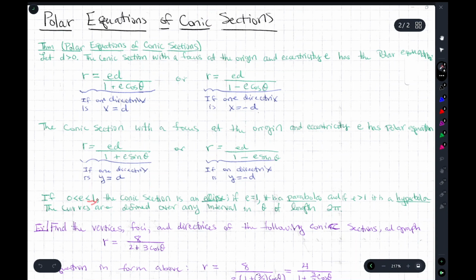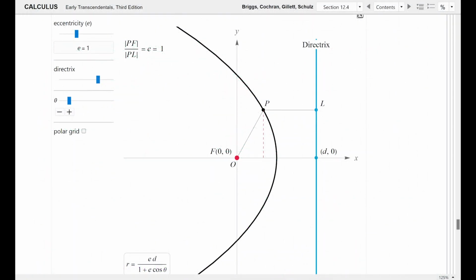And of course, again, if E is strictly greater than 0 and strictly less than 1, you have an ellipse. If E equals 1, you got a parabola, and E greater than 1, you got a hyperbola. And the curves are defined over any interval theta of length 2 pi. So as long as you run 2 pi radians along theta, then you'll complete a cycle for these. And again, a picture is worth 1,000 words here. This is how we'll describe conic sections using theta.